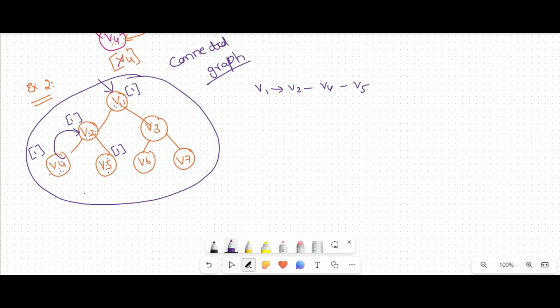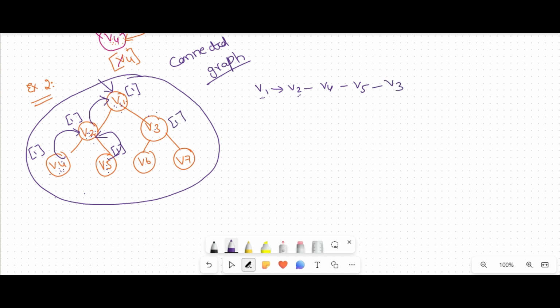V5 has only one adjacent vertex, V2, which is already visited. Shall I stop the process? No. Move back from V5. V2 adjacent vertices V4, V5, V1 are all visited. So move back. Before visiting V2, which vertex did we visit? V1. So again move back, backtracking, which uses the stack data structure. V1 adjacent vertices are V2, V3. V2 is already visited. Now visit V3.